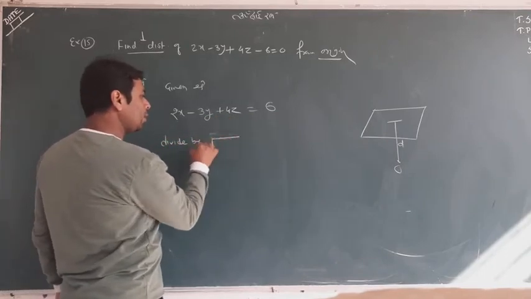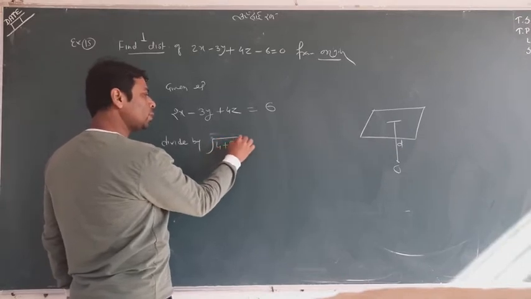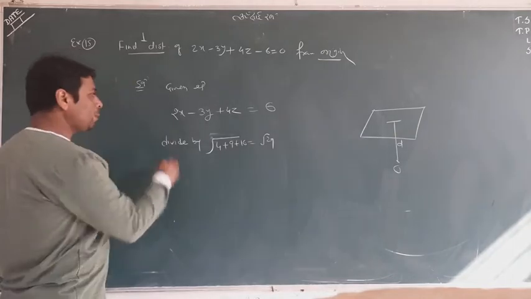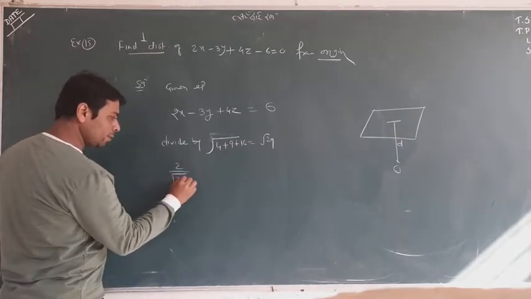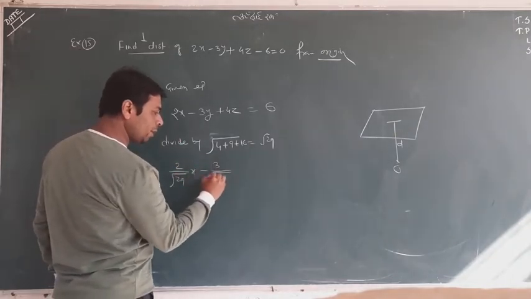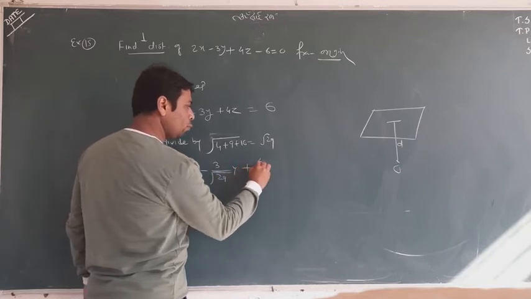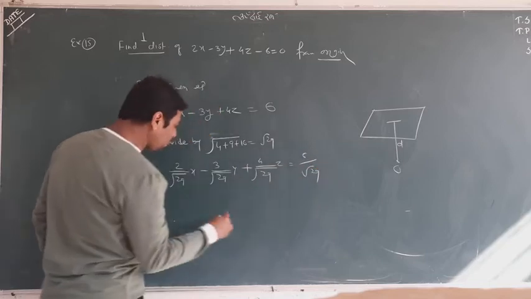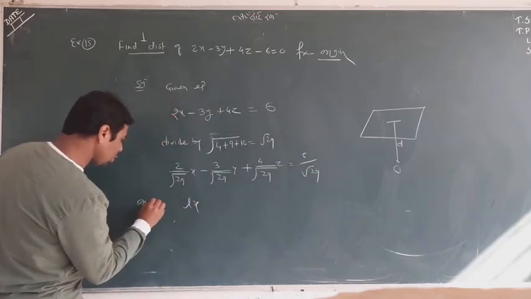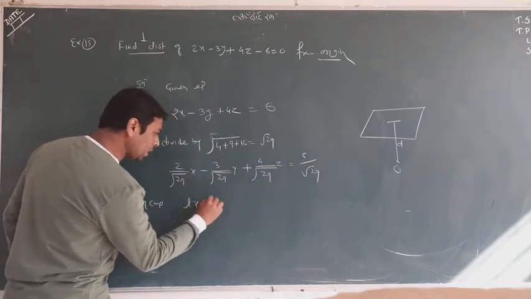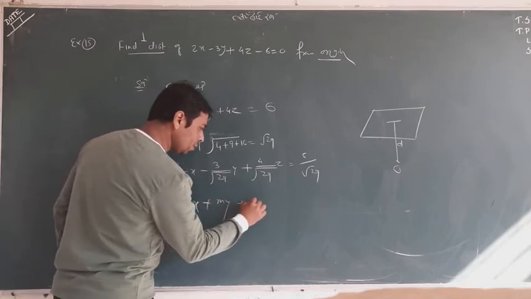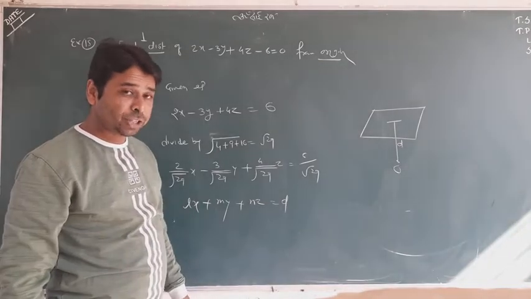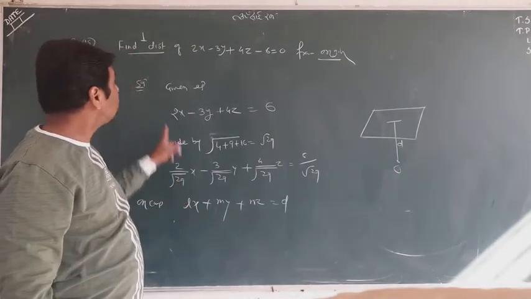Now divide by 2 square, 3 square, 4 square, meaning 29. So divide by this: 2 by 29 x, 3 by 29 y, 4 by 29 z, 6 by 29. So can you compare with Lx? On comparing, this is going to be Lx, My, Nz, D. L, M, N has changed. L is 2 by 29.